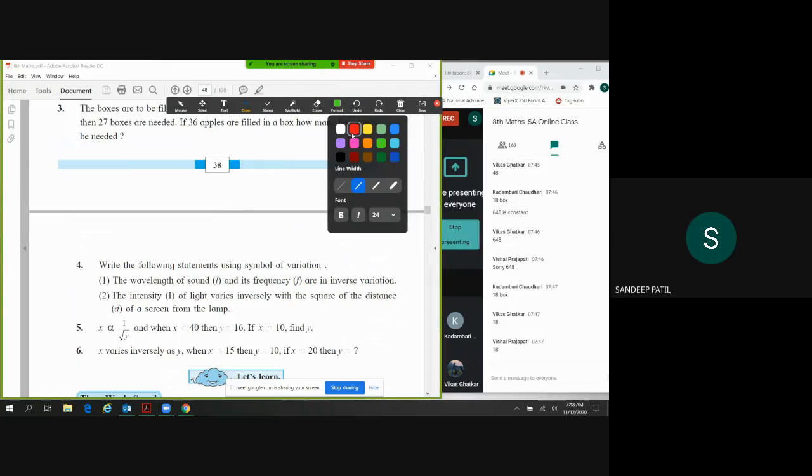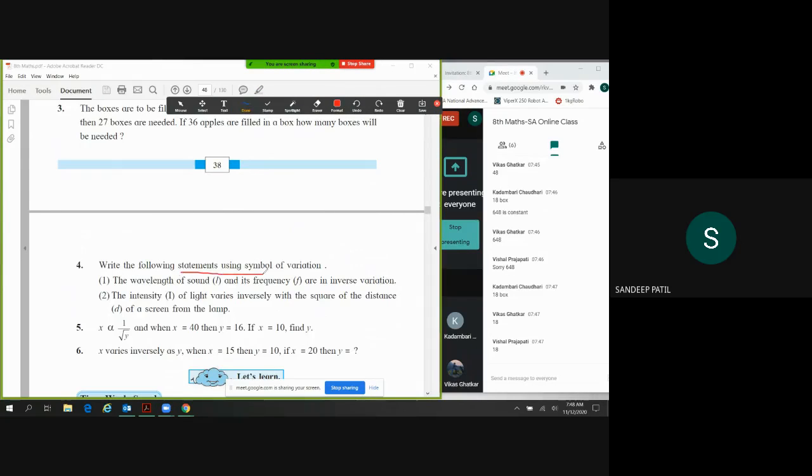So, write the following statement using the symbol of variation. They have given that the wavelength of sound L and frequency F are in inverse variation. One question for you all: have you learned about sound wave or light wave in your science book? Yes or no? Can you please write in the chat box?